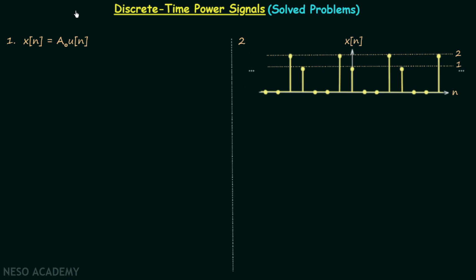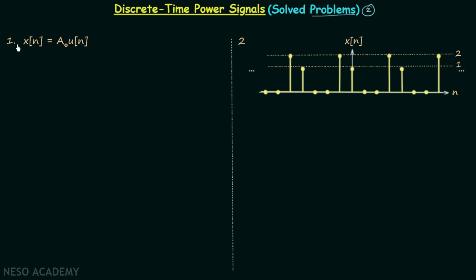In the last lecture, I explained how to calculate the average power of a given discrete time signal, and we also saw how to find out if the given discrete time signal is a power signal. And now, in this lecture, we will solve two problems.